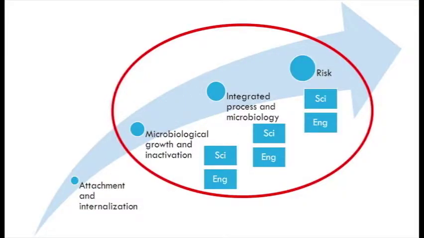So for food safety education, for this purpose, we can think of food safety at different scales, starting from how a bacteria attaches and internalizes. Then there is growth and inactivation, and then there is the integrated process and microbiology. In other words, the process could have changing temperature, changing moisture, and at each stage of those temperature and moisture, the microbiological growth or inactivation are going to be different. So we have to combine these two. And then finally, risk assessment that is at the largest scale.